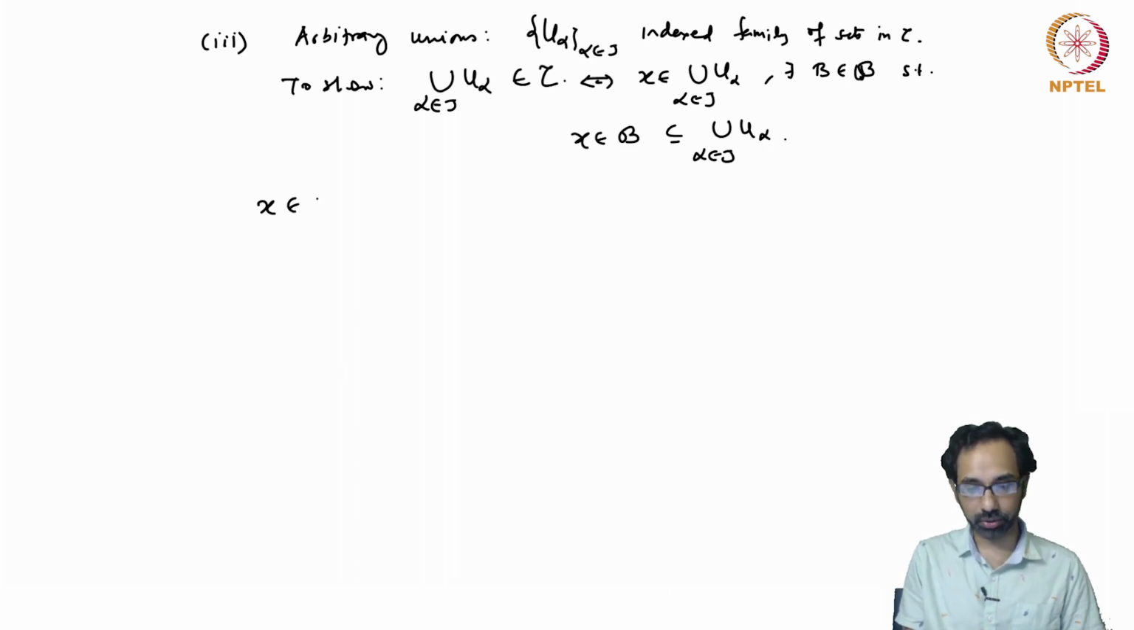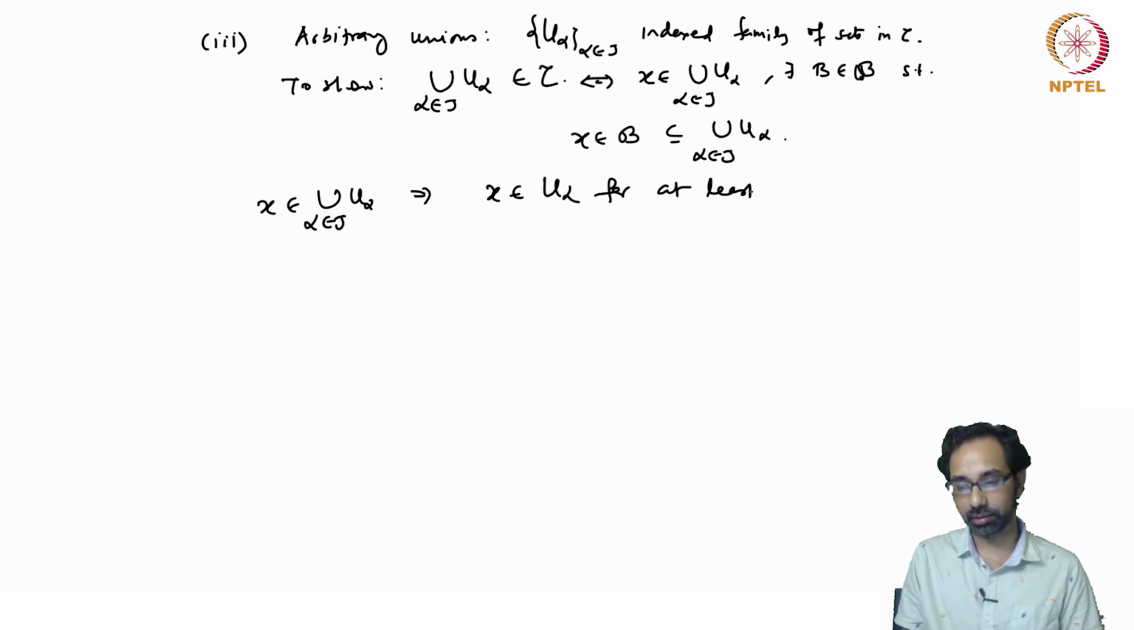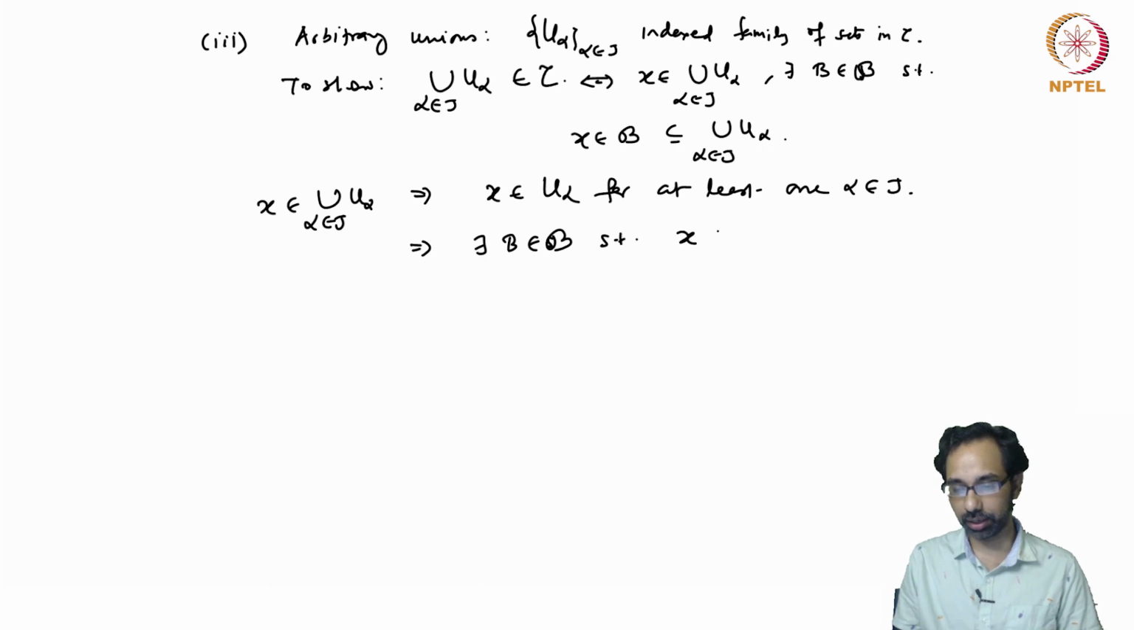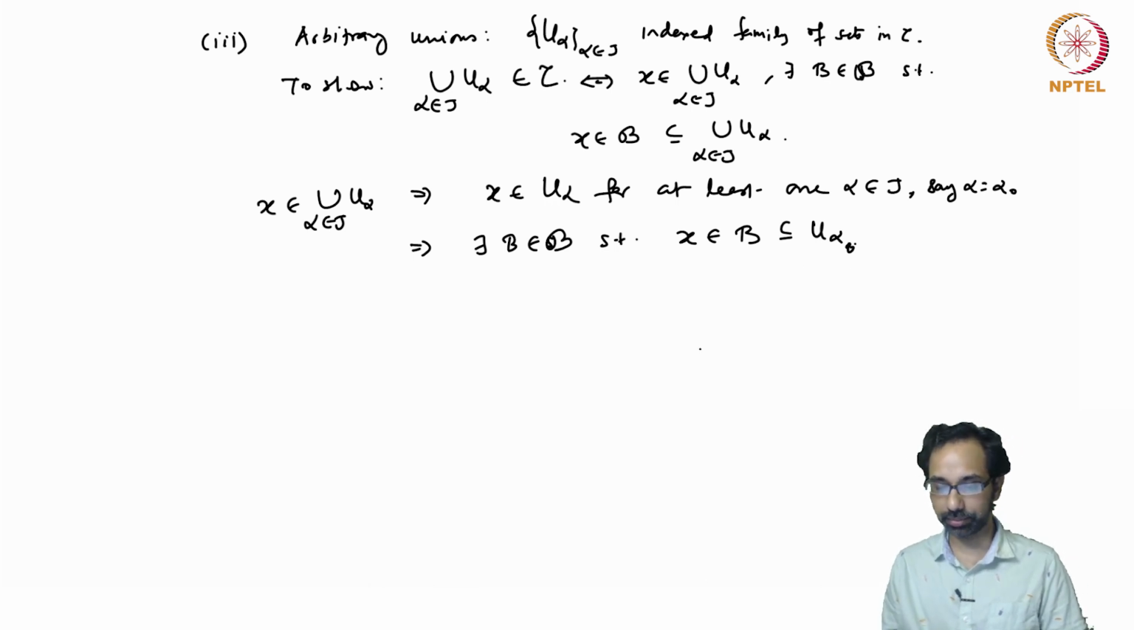Well, x belongs to this union of U alpha implies that x is a member of U alpha for at least one alpha, and this implies that there exists a basis set B such that it contains x and it is a subset of U alpha. Okay, for say if you say alpha equals alpha naught, then this set B is a subset of U alpha naught.